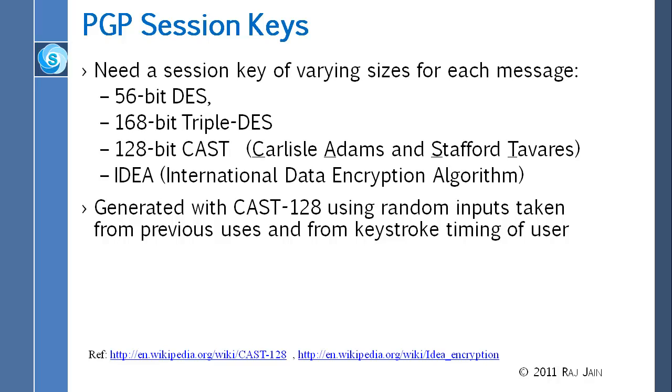And you can even use CAST 128 to generate a key from the keystroke timing of the user. So you're running PGP and you're sending an email. PGP has to decide what should be the key for your email. It could just time your keys and say, well, you're typing fast, typing slow. And depending upon your typing speed, it will determine a key.